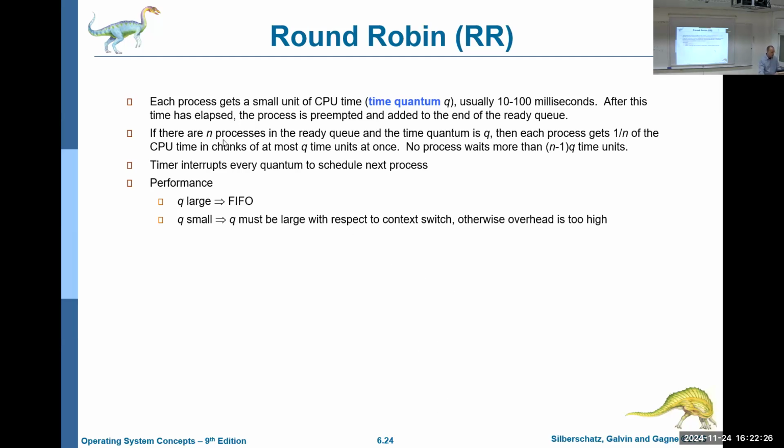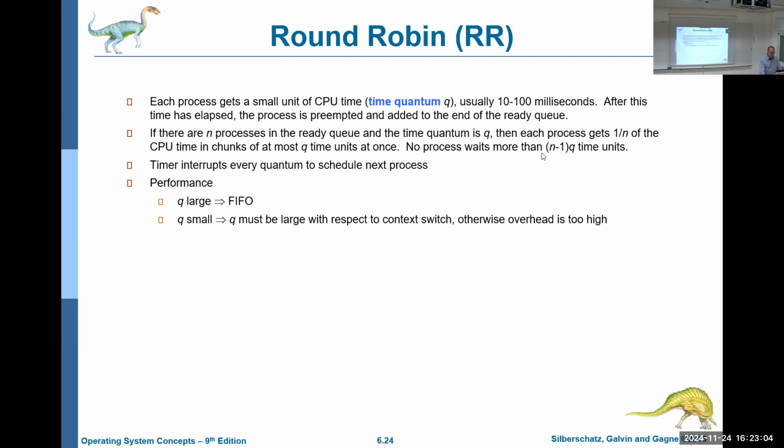If there are n processes in the ready queue and the time quantum is q, then each process gets 1/n of the CPU time. Obviously, they're going to divide it up evenly. But they're in chunks of at most, that's the key word there, at most q units. In other words, at most you get 100, and we're dividing up all the CPU equally. They get their proportion of the CPU time, but in chunks of whatever the time slice is.